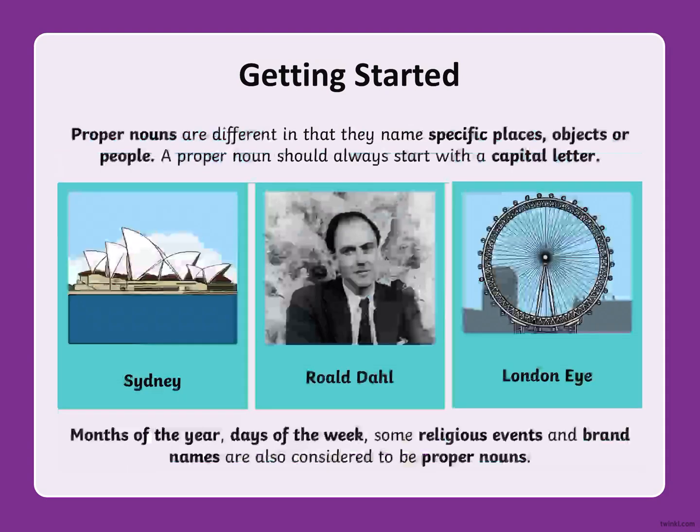Proper nouns are different in that they name specific places, objects, or people. A proper noun should always start with a capital letter. So we've got Sydney, Roald Dahl, and London Eye. All of these are proper nouns and would need a capital. At the bottom here as well, we've got months of the year, days of the week, some religious events like Christmas or Diwali, and brand names, things like Kellogg's, which are also considered to be proper nouns. So they would all need capitals as well.